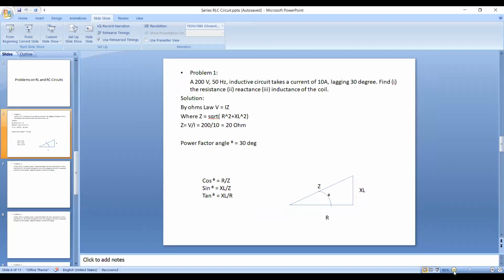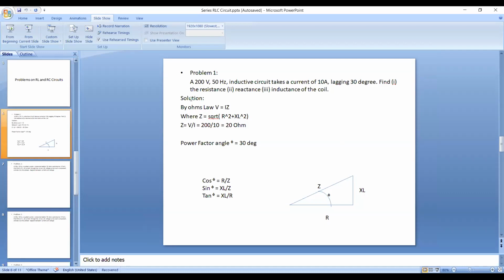All right. So it says a 200 volt, 50 hertz inductive circuit takes a current of 10 ampere, lagging 30 degrees. Find the resistance of the circuit, reactance of the circuit, and inductance of the coil. So this is the problem statement.